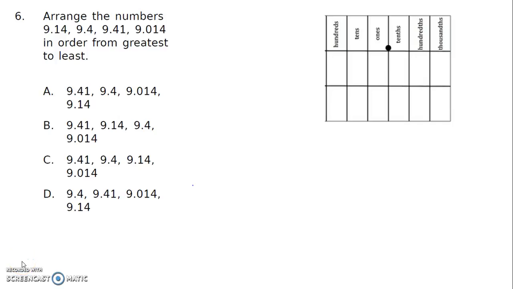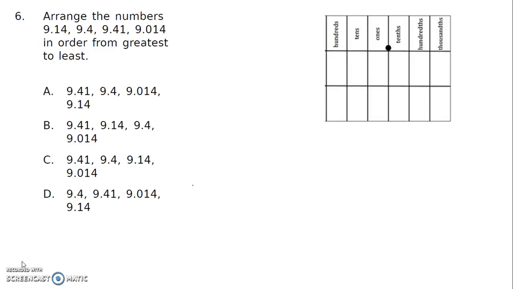This video is to help you with number 6 on CR Helper number 24. It says arrange the numbers 9.14, 9.4, 9.41, 9.041 in order from least to greatest.